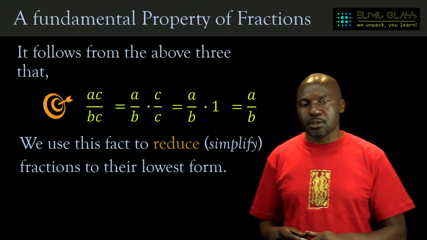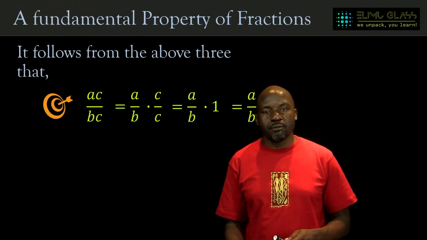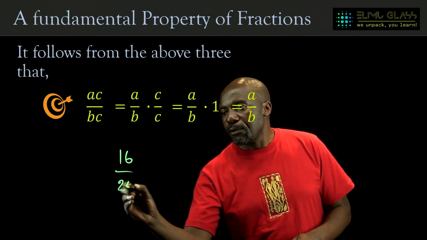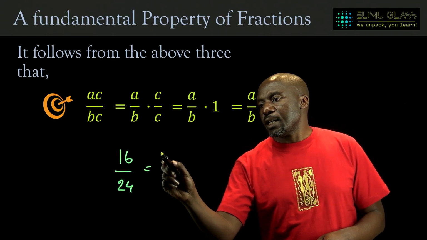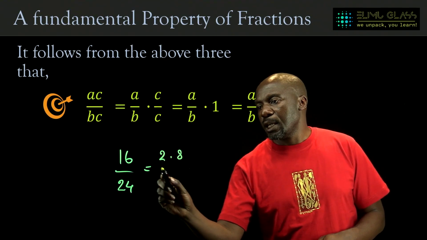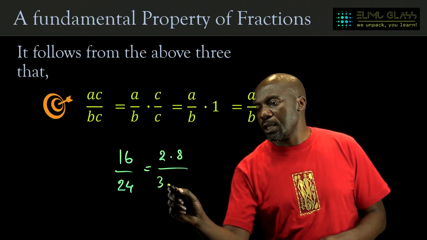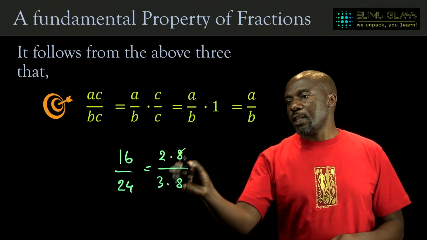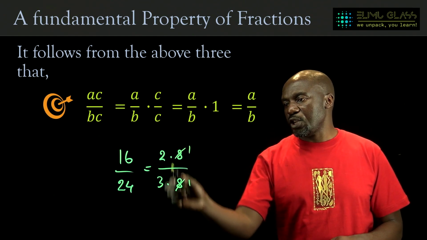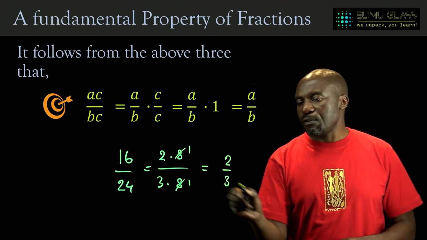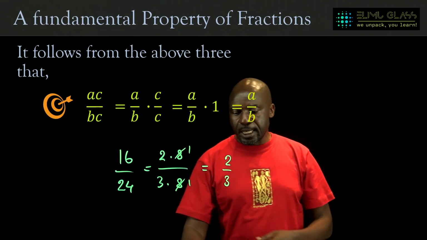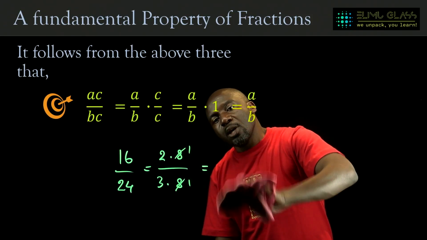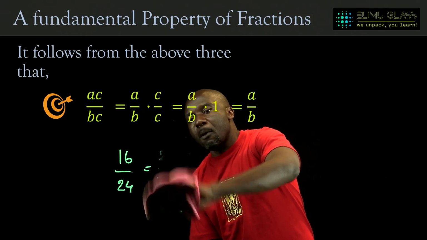For example, let me just do that again here, so that I remind you of what we've done. If we are given 16 on 24, I can express this as 2 times 8, and I can express 24 as 3 times 8, and now I have 8 over 8 just like c over c there, so this will cancel to give me 1 over 1, which is 1, and my answer is 2 over 3. So this idea is what we use when we want to reduce fractions to their lowest equivalent form.